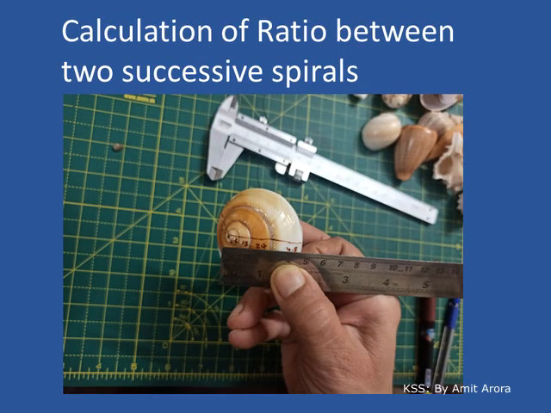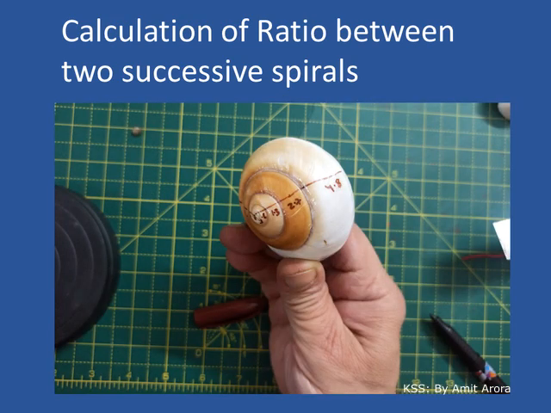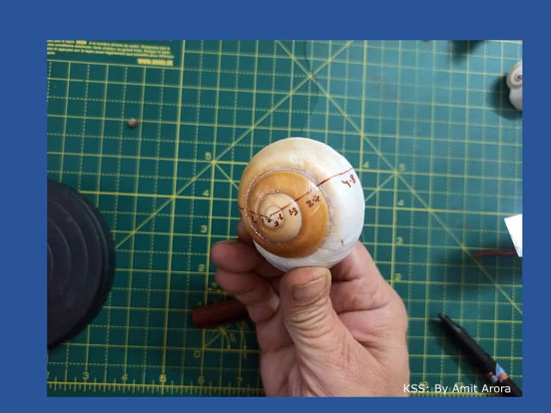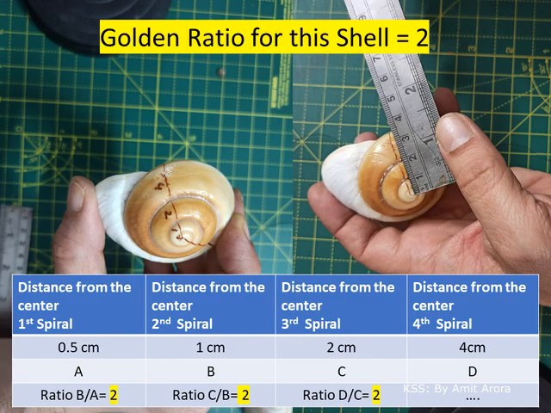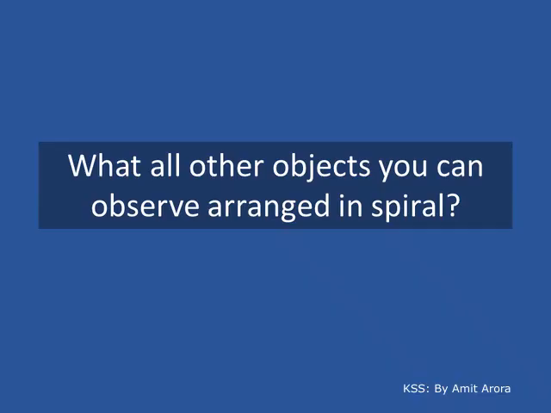I tried to calculate the ratio of the inner and the outer spiral to find its golden ratio. I was surprised to see the ratio was always 2 between the two successive spirals. It was quite close to the ratio we saw in the Fibonacci's golden ratio. So friends, look around you and find what all other objects you can find in the shape of a spiral.